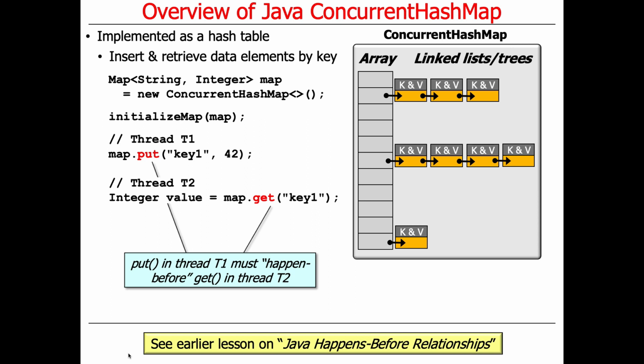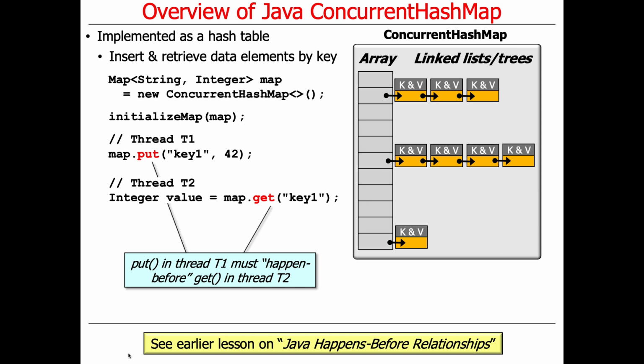If you put in thread T1, then that has to, quote, happen before the get in thread 2. All that really means is that you don't want to get half the results. You don't want to put the key in the map, but the 42 hasn't quite shown up yet, and then when the other thread reads key 1, it gets back a null or some other value. So that's all it means by happens before.